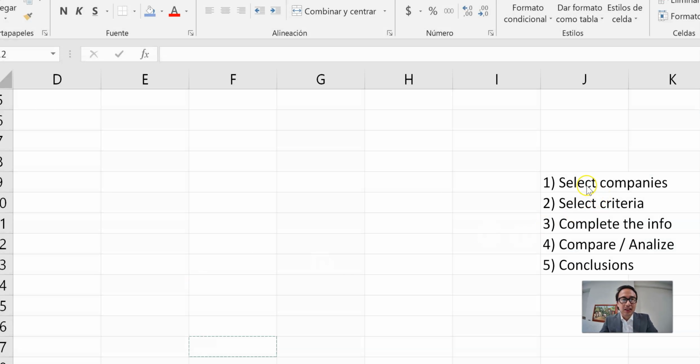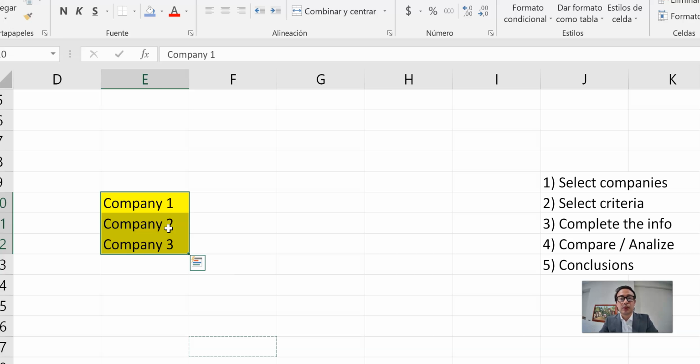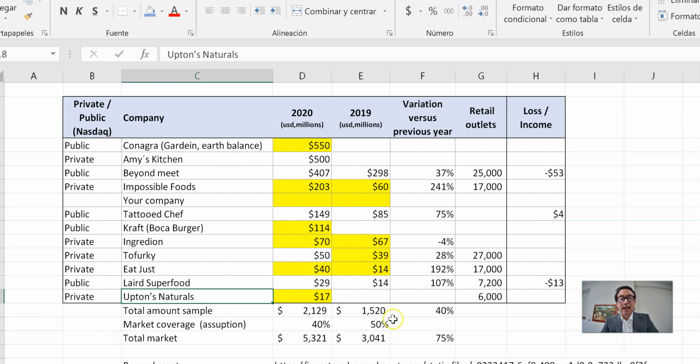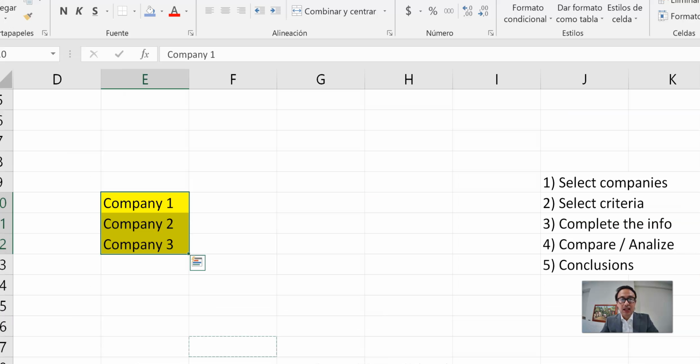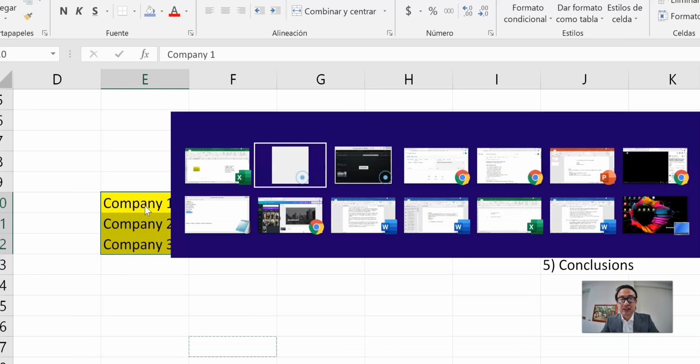Let's start. Step number one is to select the companies that you want to compare. That's very important because you need to identify which companies you want to compare. I made this example for vegan protein companies. How you will find the companies that you want to compare is very easy.